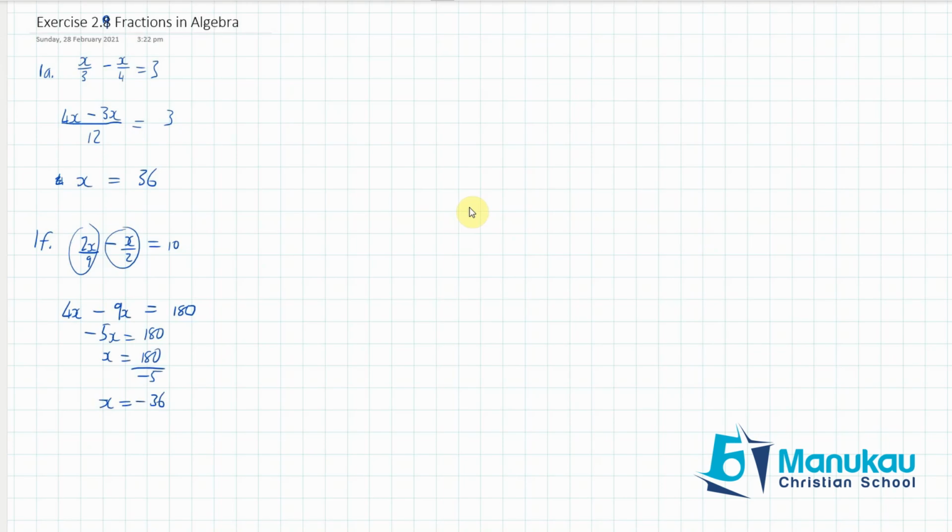Okay, let me try 2e. For 2e, I have x over 8, subtract 2x over 5, and that's going to be 1 1/10.